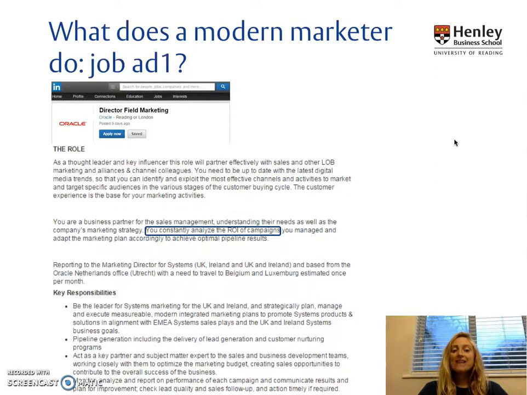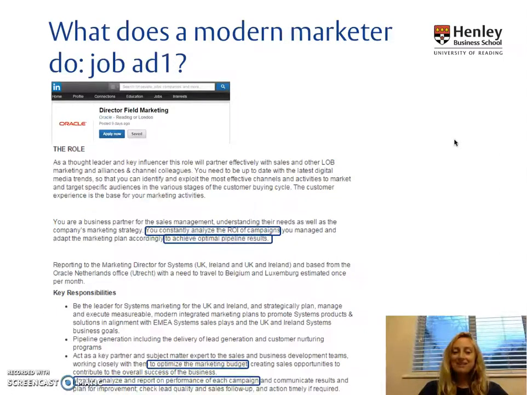So you will constantly analyze the return on investment of campaigns to achieve optimal pipeline results. You will have to optimize a marketing budget, monitor, analyze, and report on performance of each campaign. Check lead quality. So you can see that a great chunk of what you will be doing is to do with marketing performance. So not convinced yet?